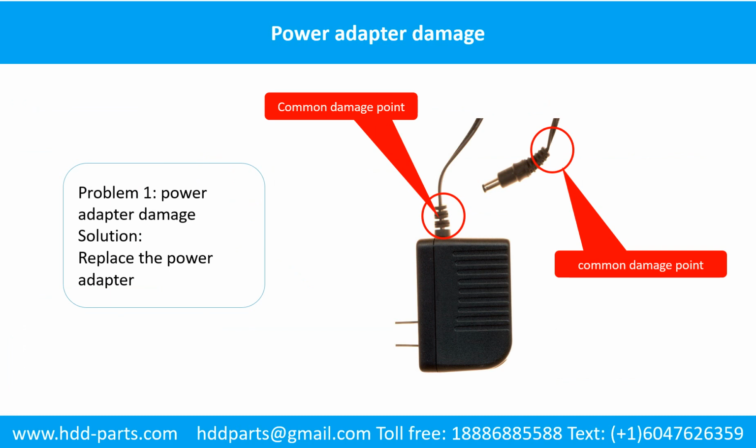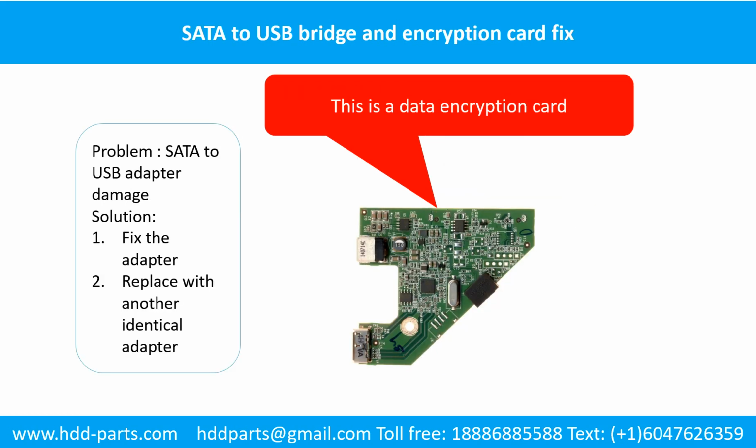Power adapter damage. This picture shows the two common damage points on the power adapter. The solution to fix this kind of problem is to replace the power adapter or fix it. SATA to USB adapter damage. If the SATA to USB adapter is damaged, the common solutions are 1. Fix the adapter directly. 2. Replace the damaged adapter with another identical adapter.